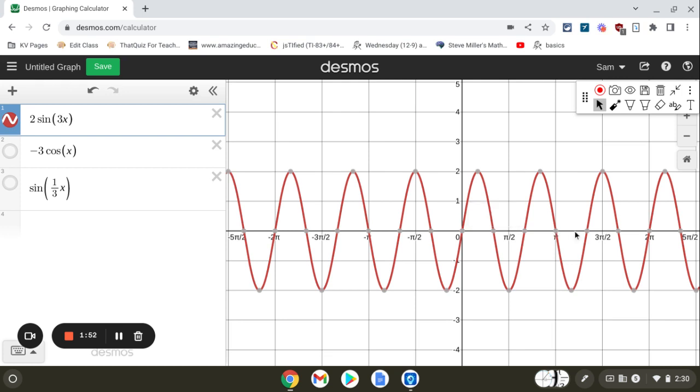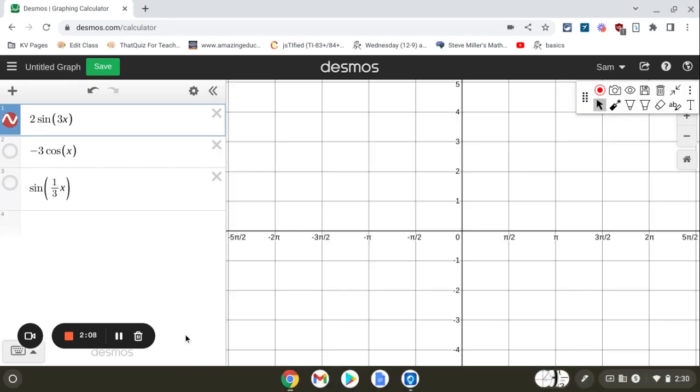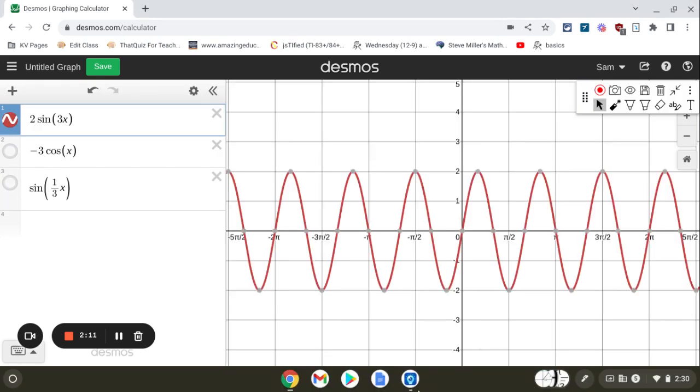In 2 pi units, you actually get 3 repetitions or 3 full cycles of the function. Okay, so that is our 2 sine 3x. Let's look at, can we get back to it?